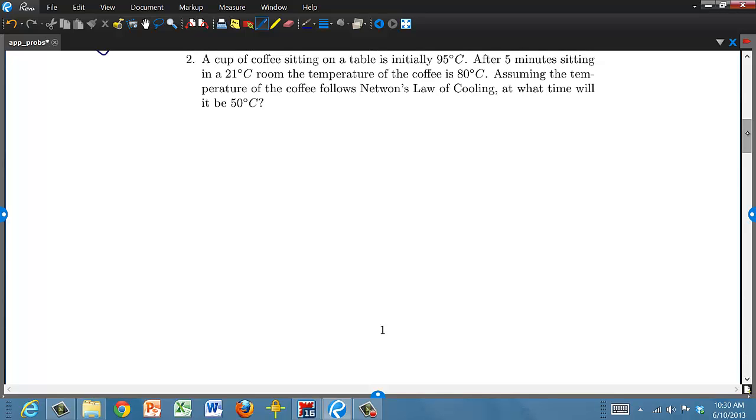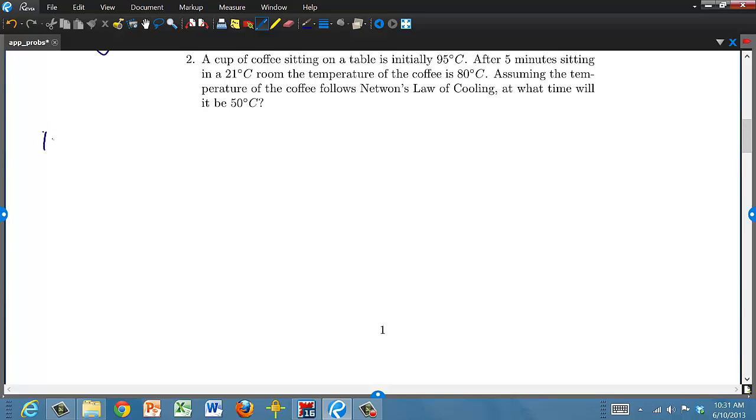So the second problem says we have a cup of coffee sitting on a table. It's initially 95 degrees Celsius. After 5 minutes sitting in a room at 21 degrees Celsius, the temperature of the coffee is 80 degrees Celsius. So assuming that the temperature of the coffee follows Newton's law of cooling, what time will it be 50 degrees Celsius? Now, what does Newton's law of cooling say?